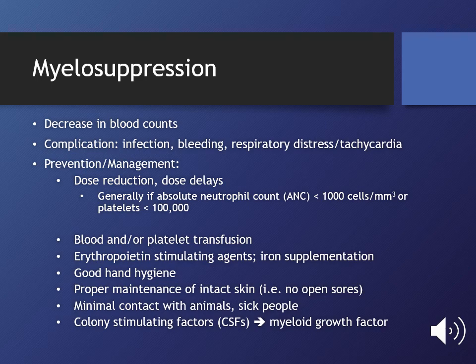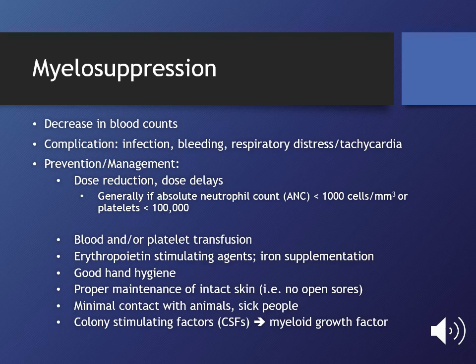For prevention and management, we dose reduce or delay treatment if the patient's absolute neutrophil count is less than 1,000 or their platelets are less than 100,000. We may consider a blood transfusion if their hemoglobin is less than 7 or the patient is symptomatic, whether it's fatigue, shortness of breath, or difficulty breathing.